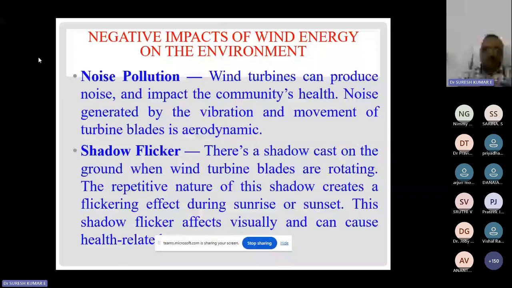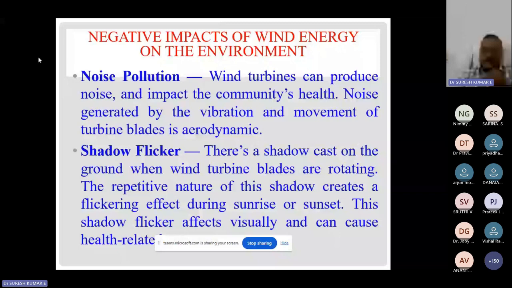Then shadow flicker is another issue. With such a giant turbine, in the morning as well as in the evening, there will be a shadow and a flickering effect when it rotates. So people can't even walk close to those nearby areas. It may irritate their eyes, and may cause headaches and such problems.